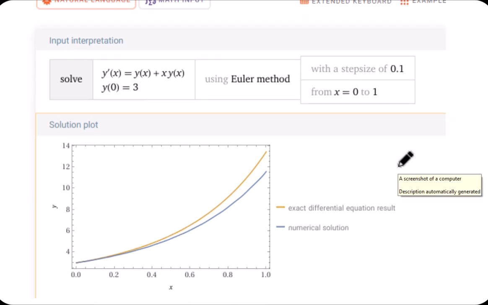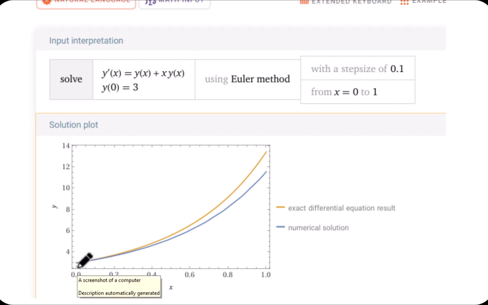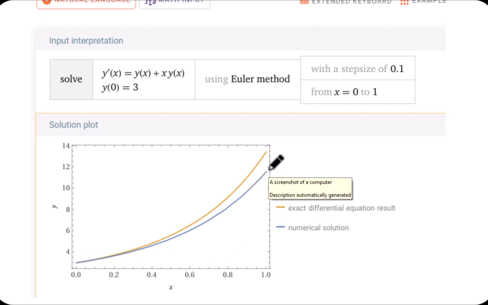And so Wolfram Alpha does that, and you can see here is the exact solution over 0, 1. Initial starting value is 3. And then here's the numerical one. And so you can see the error is kind of small in the beginning, but the error is getting bigger and bigger the farther we get away from the initial condition.